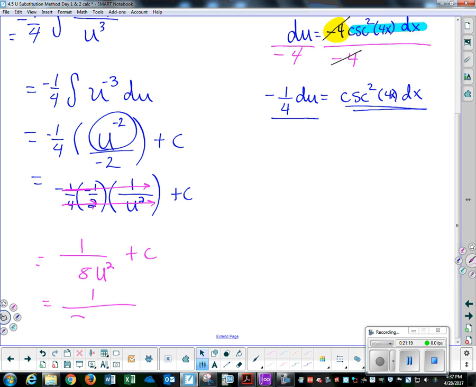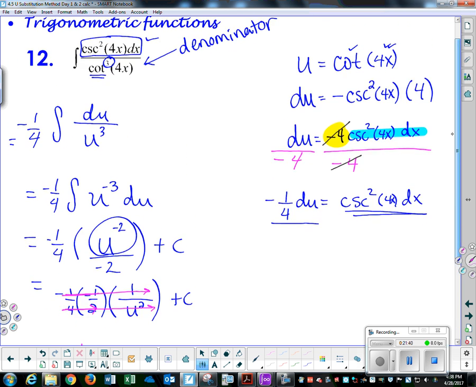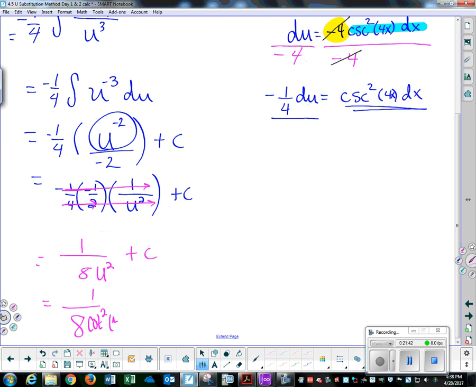And now turn that u back into x's, and I can't quite see what our original u was. Oh, it was a cotangent. Oh, cotangent, let's see, it's going to be underneath, cotangent squared of, my brain is going, it's been a long day, 4x plus c. And that is the solution to our problem.